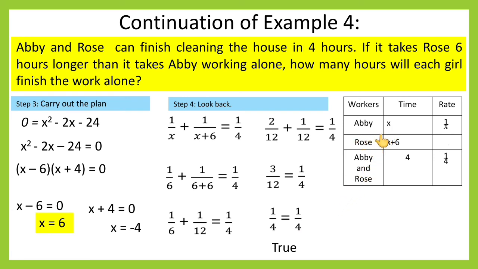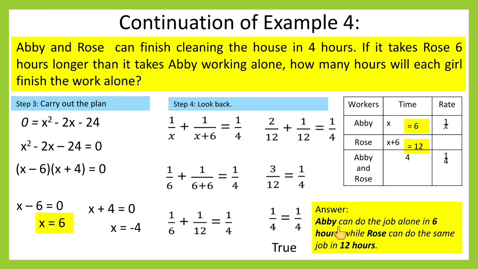Okay, ang time ni Abby is x. Our x is 6. And then, ang time ni Rose is x plus 6. So, we have 6 plus 6 equals 12. Therefore, Abby can do the job alone in 6 hours, while Rose can do the same job in 12 hours.